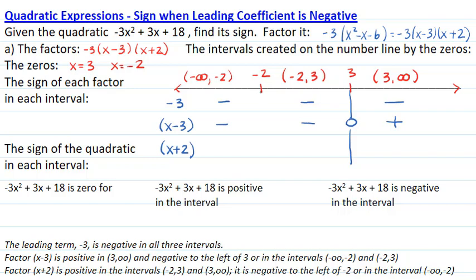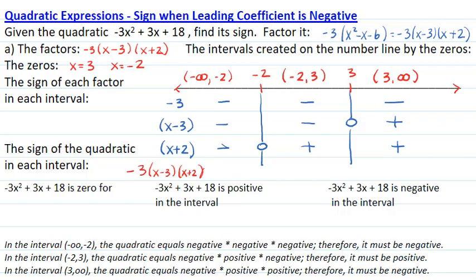Factor x plus 2 is 0 when x is equal to negative 2. It is positive to the right of negative 2 in intervals negative 2 to 3 and 3 to infinity when x is greater than negative 2. And it is negative to the left of negative 2 in the interval negative infinity to negative 2.